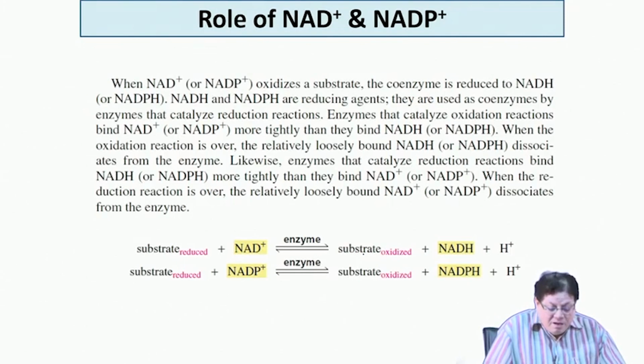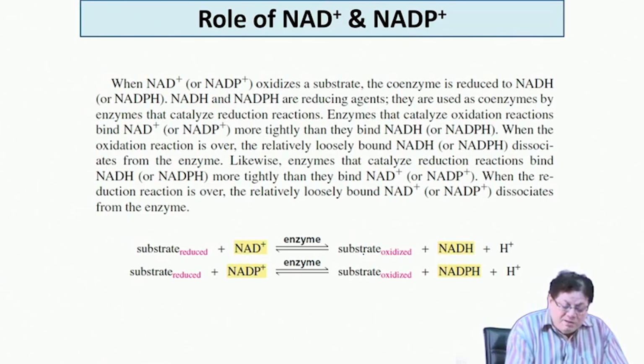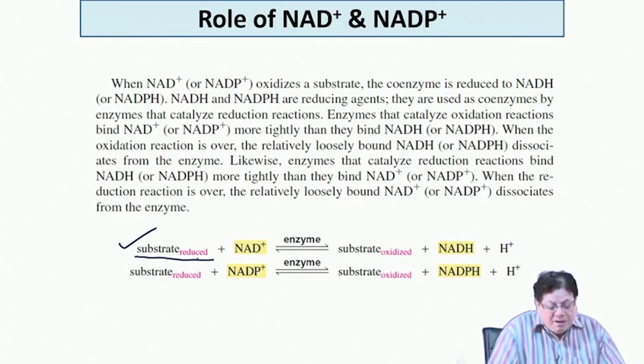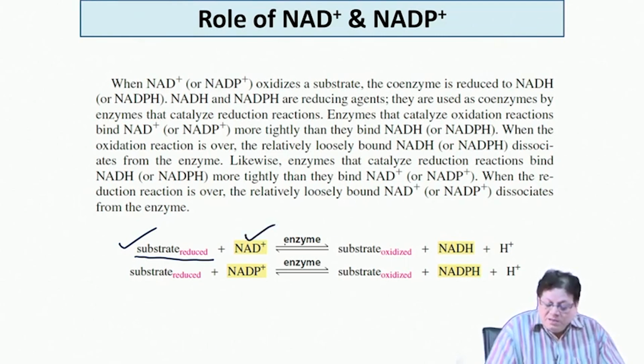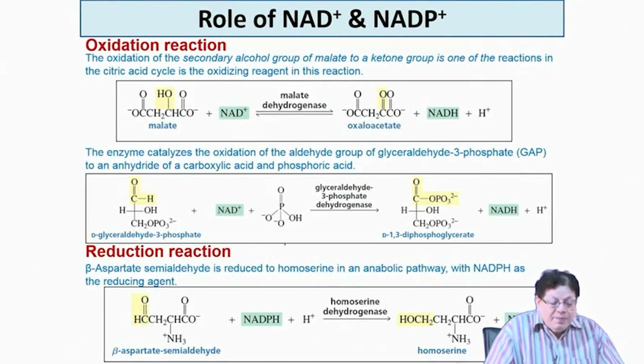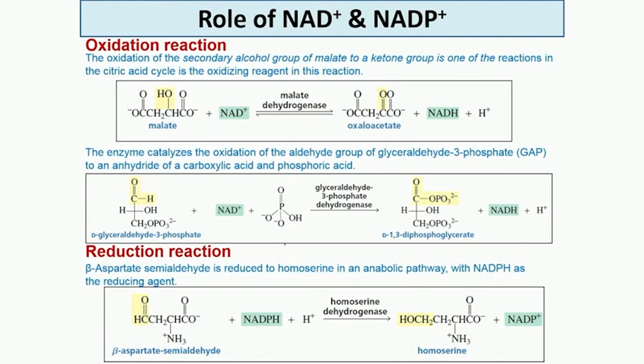Okay. Now, what is the role of NAD plus? If a substrate is in the reduced form like FADH2, then you have to have NAD plus, the substrate is oxidized and NAD plus is reduced to NADH, or it could be NADP plus that works on the reduced substrate, and then in presence of the enzyme you get the oxidized substrate and NADPH plus 1 proton. Okay. So, there are many reactions that are shown here.